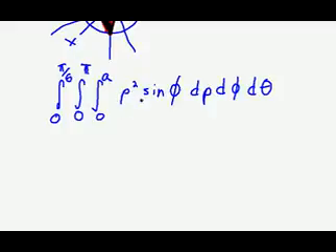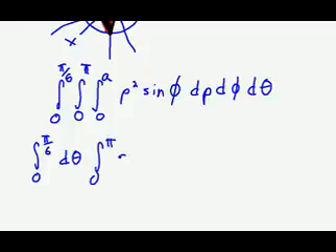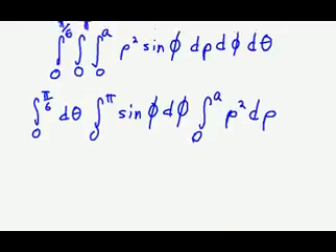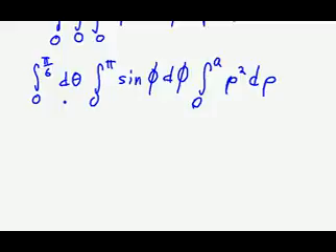The functions of rho and phi are separable. So I'm going to write this triple integral as a product of three integrals. The integral from 0 to pi/6 of, there is no function of theta, so just d theta, or 1 d theta if you prefer, times the integral from 0 to pi of sine phi d phi, times the integral from 0 to a of rho squared d rho. And the beauty of doing it this way is you can just evaluate each integral separately.